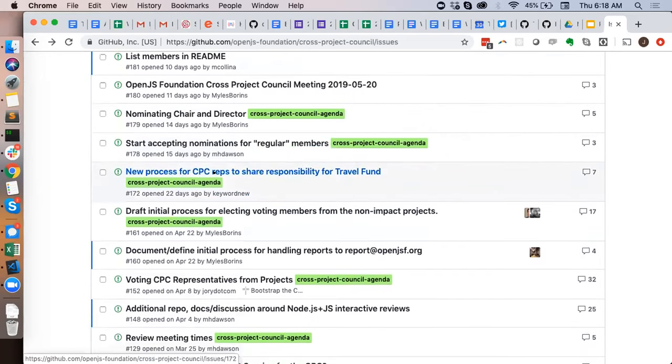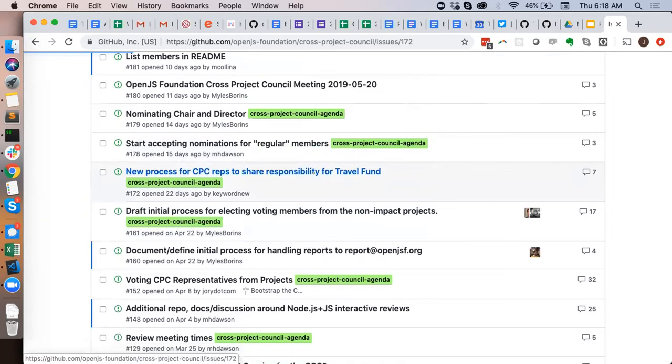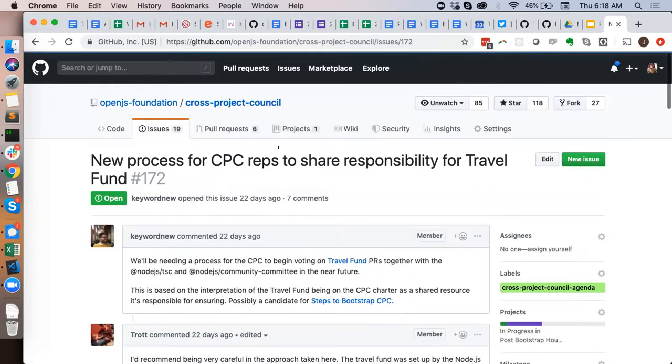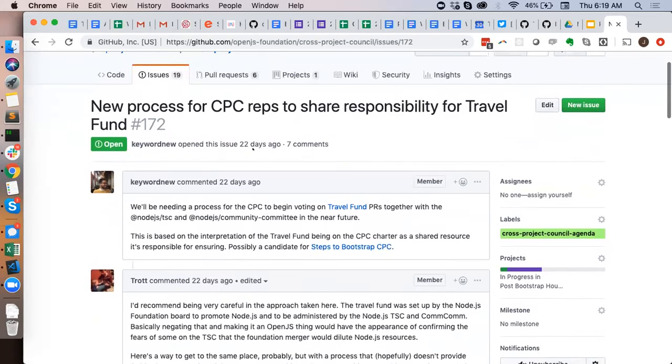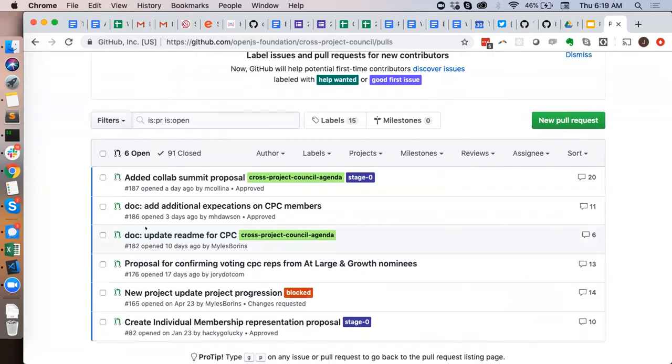Just going down, not in any particular order: new process for CPC reps to share responsibility for travel fund. This is actually one of the topics that I'm suggesting we break out as a session. But Matteo, do you want to speak to this, or is Manel here? Yeah, I would like to speak not about this, but about the PR that I have created, because this is a bigger issue. So Node.js has a travel fund, as you probably know.